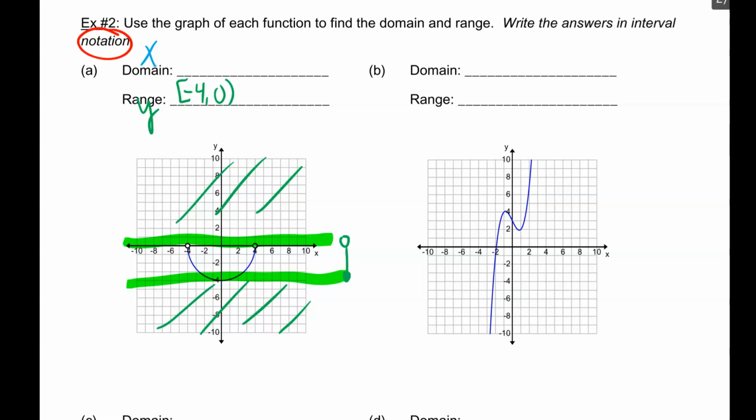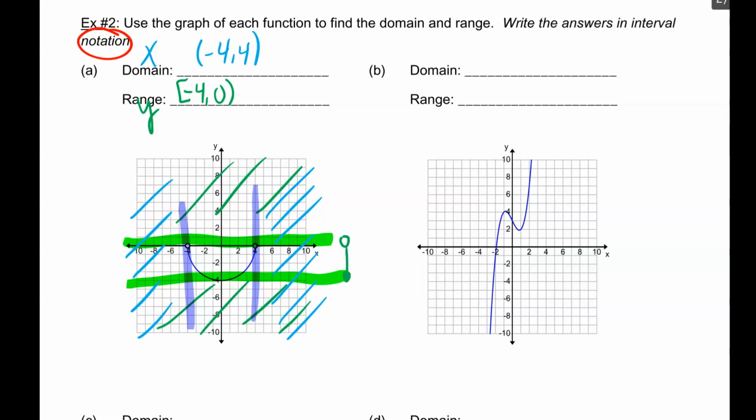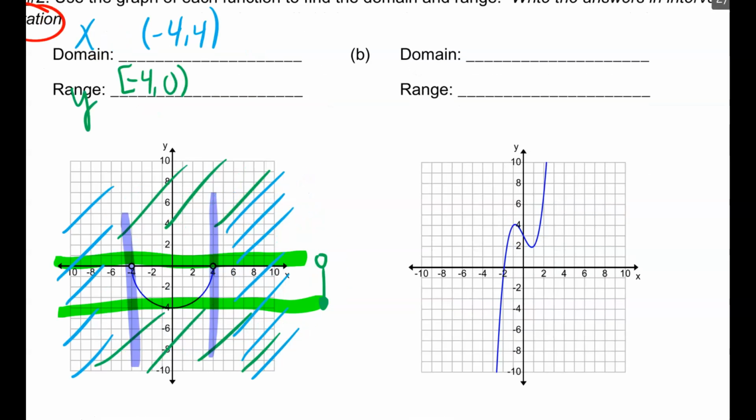Now I can look at the domain. I'm going from -4 to 4. There's no x values left of -4. There's no x values to the right of 4. And so I want to go from -4 to 4. And we're having parentheses on both ends because they're open circles. We don't want to include it.